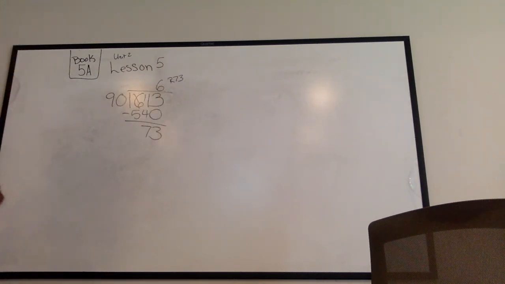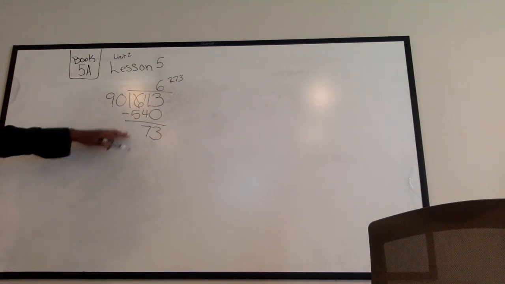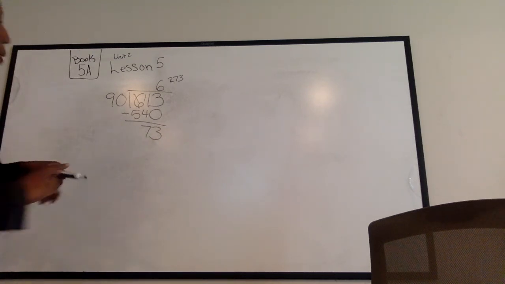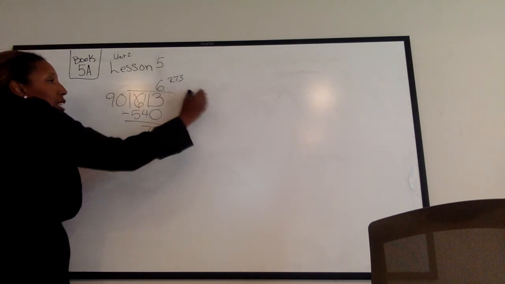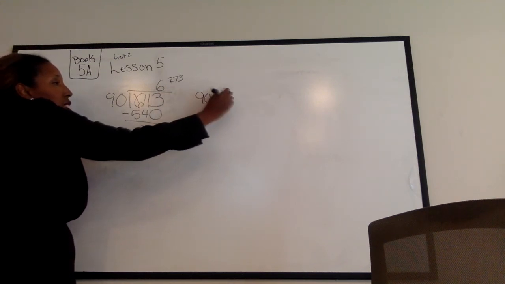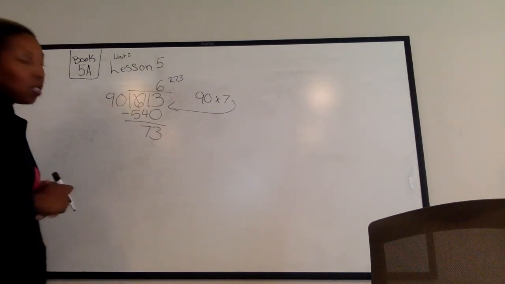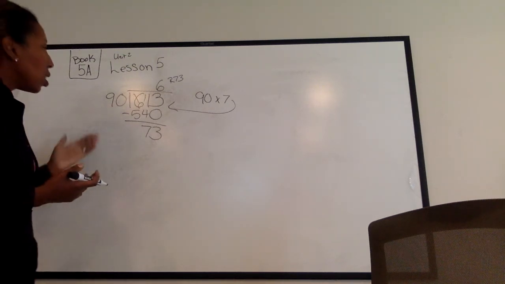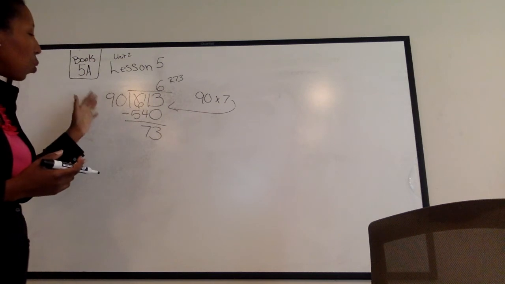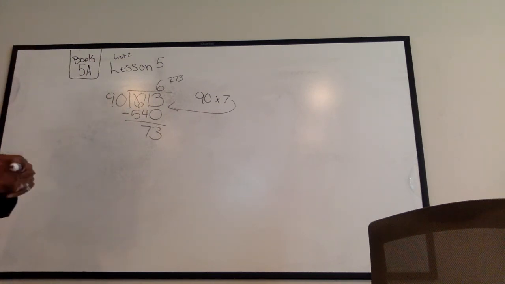Okay, so hopefully this has helped you at least to understand how to do this. And if you want to estimate, since we have a leftover, basically we can say 90 times 7 is going to give us a little more than that. Okay, so you can either say estimate to 7, or you can keep it at 6 remainder 73. Either one will work.